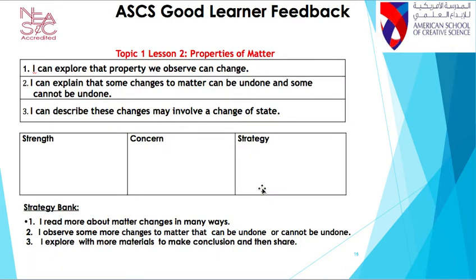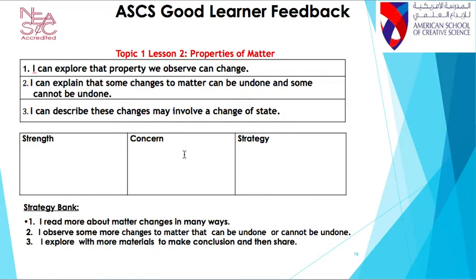Now let's look into our ASCS Good Learner feedback. Here we have our success criteria. Put a tick to the ones that you have achieved. I can explore that property we observe can change. I can explain that some changes to matter can be undone and some cannot be. And I can describe these changes may involve a change of state.